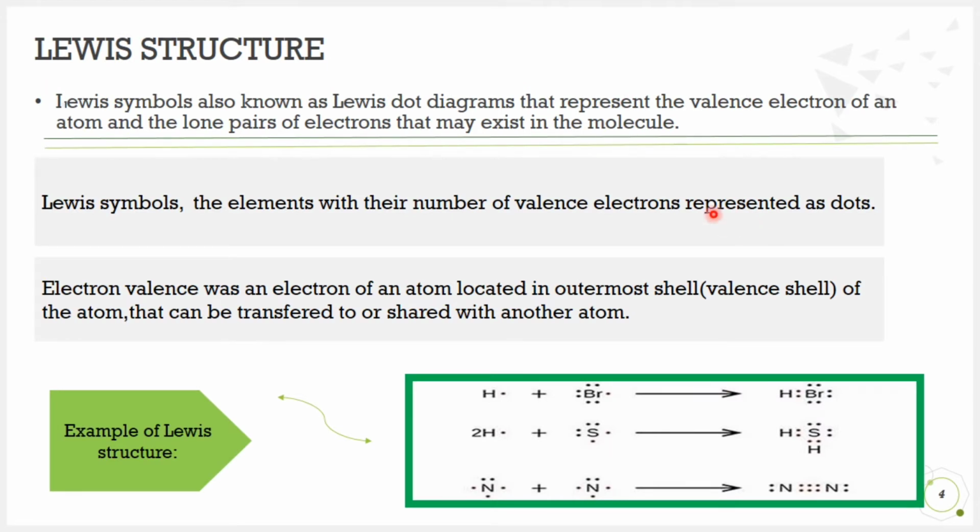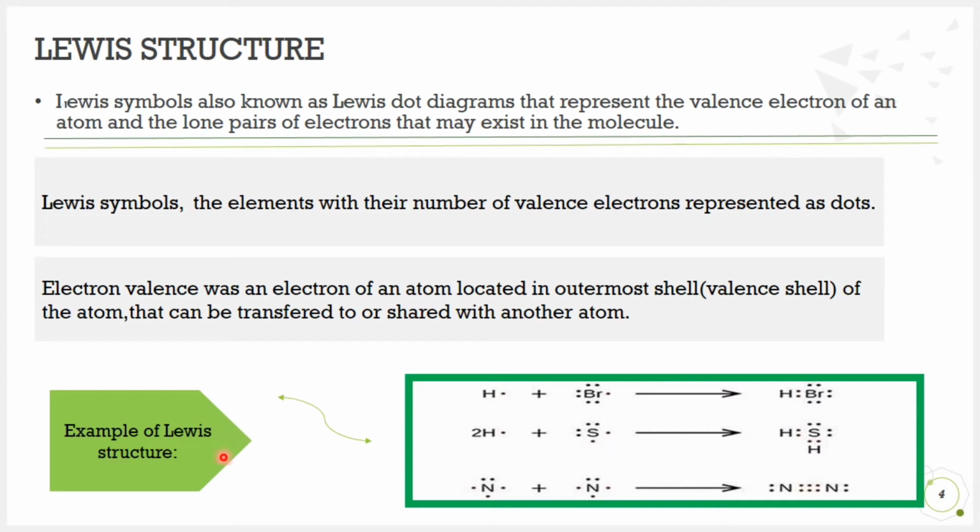In this topic, we use the Lewis structure to show how ionic bonding and covalent bonding work. A Lewis structure, also known as a Lewis dot diagram, represents the valence electrons of an atom and the lone pairs of electrons that may exist in a molecule. A Lewis symbol is the element with its number of valence electrons, represented as dots. A valence electron is an electron of an atom located in the outermost shell of the atom that can be transferred or shared with another atom.